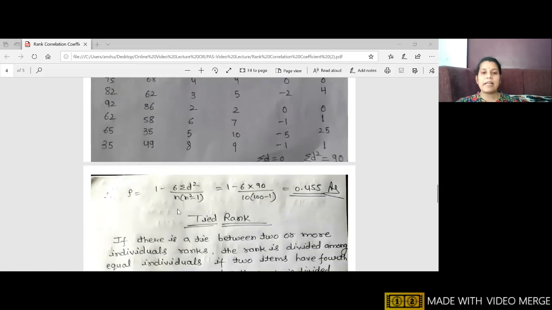So the rank correlation rho is equal to 1 minus 6 summation D square upon n into n square minus 1. So here 1 minus 6 into summation D square, which is 90. So 1 minus 6 into 90 divided by 10 into 100 minus 1. So solve this step and we get the value 0.455. So this is the rank correlation coefficient.